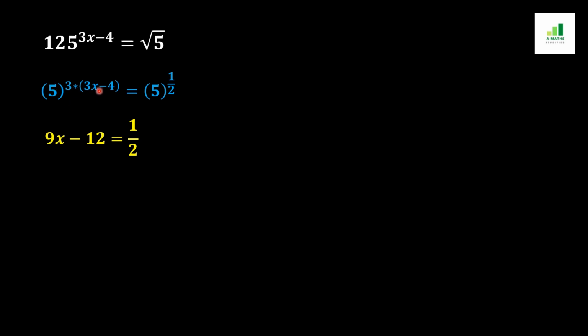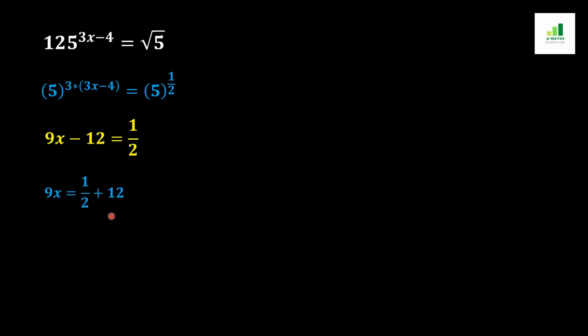3 into 3 will be equal to 9x, minus 3 into 4 will be equal to 12, and the half will remain the same. Now in the next step this minus 12 will move to the other side of the equation and convert into positive 12.